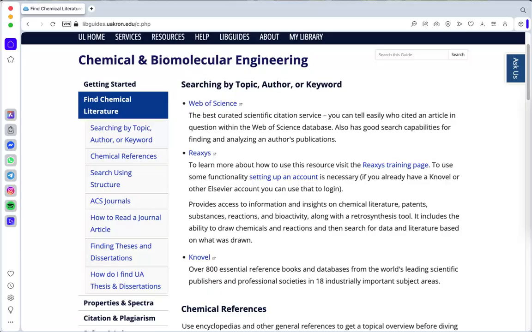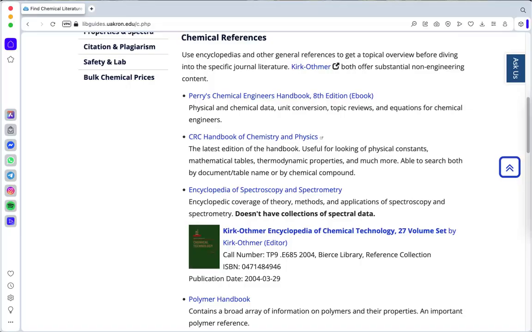If you are searching by topic, author, or keyword, Web of Science is a good place to find documents on chemical topics. If you need background information, an encyclopedia might be a good place to go. We have Ullmann and Kirk-Othmer. This encyclopedia is in the reference collection. Perry's Chemical Engineering Handbook is also another good one, and it is available electronically.